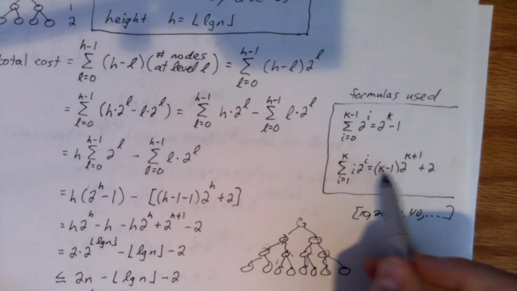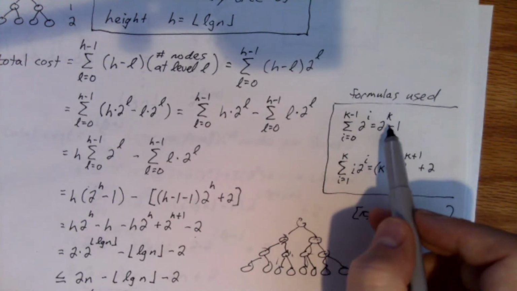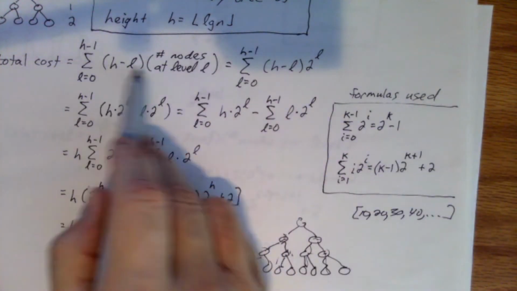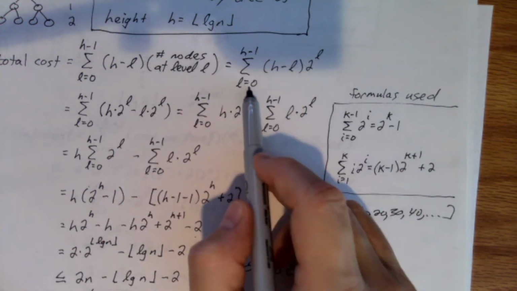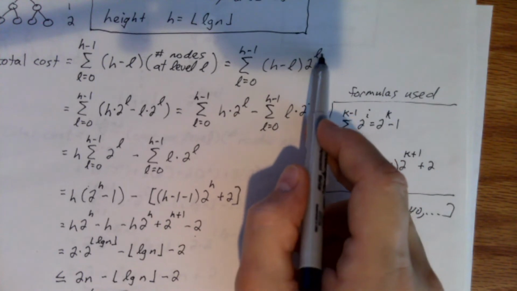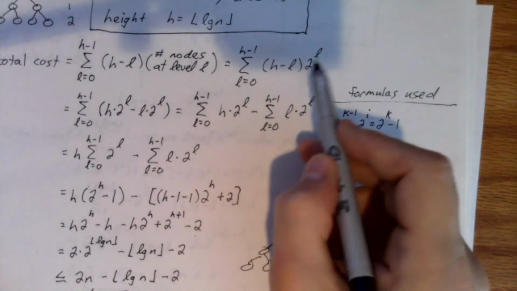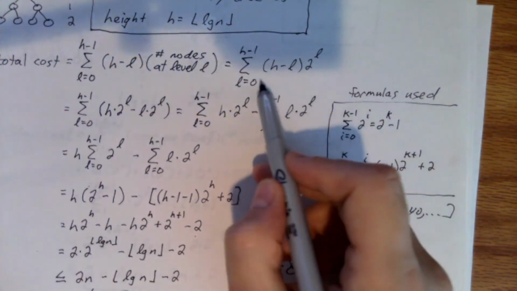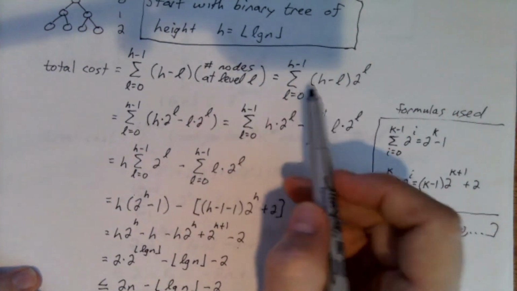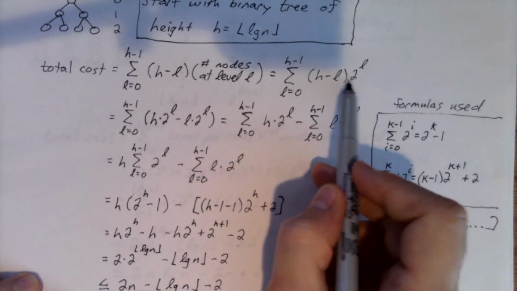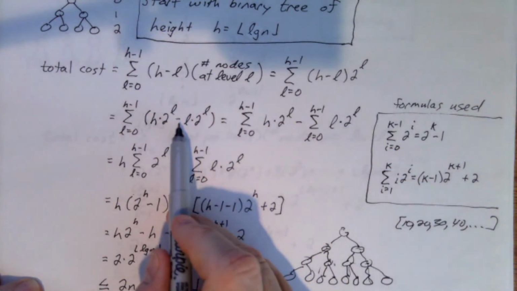Here's the one that I used in the previous example, and this is the geometric sum. But if we take this right here and rewrite it, the number of nodes at the level is 2 to the L power. So 2 to the 0 is 1. There's 1 node here. 2 to the first is 2. There's 2 nodes here. 2 squared is 4. There's 4 nodes here, and so forth. We have this right here. Multiply the 2 to the L power by each of these terms, which gives us this.